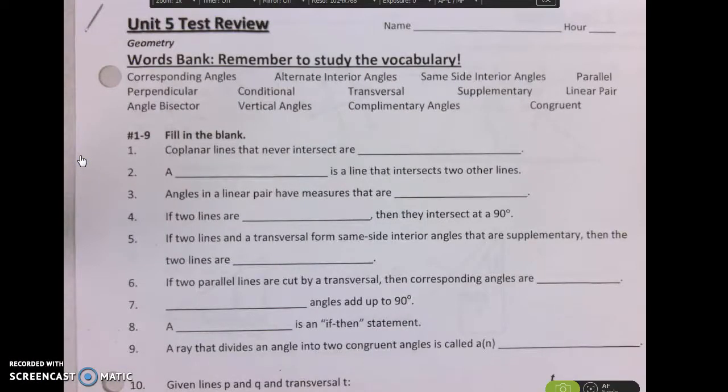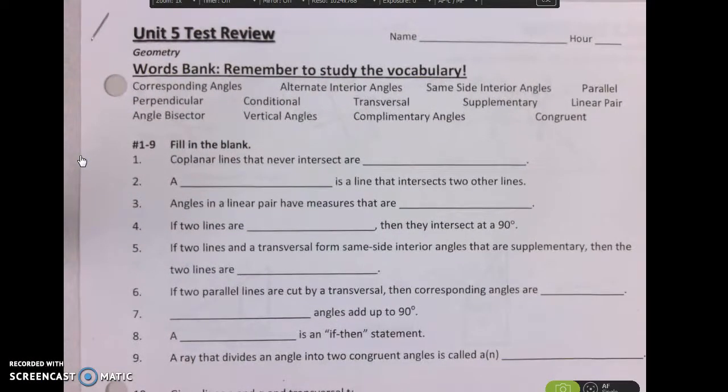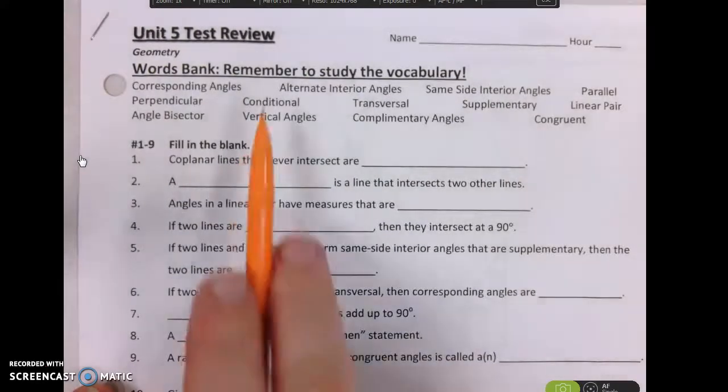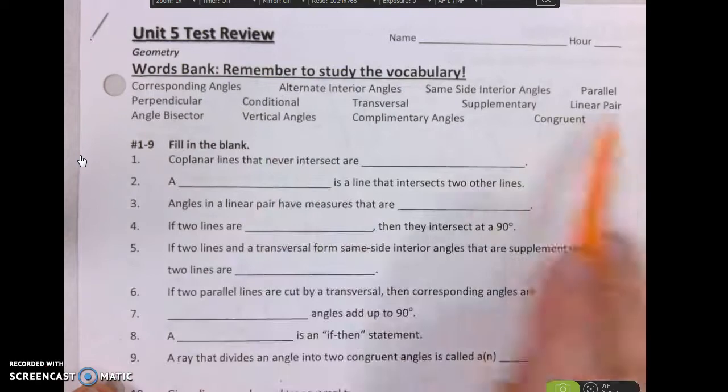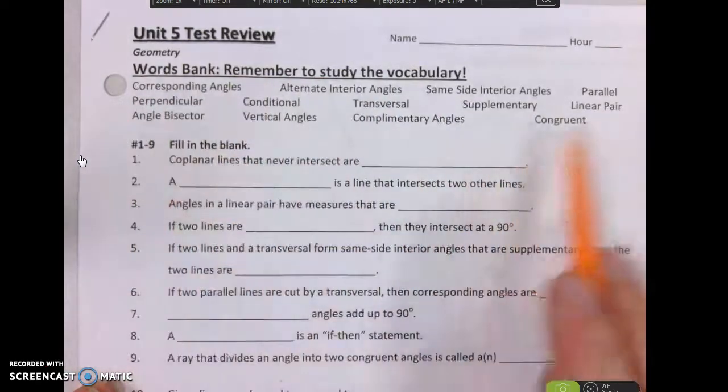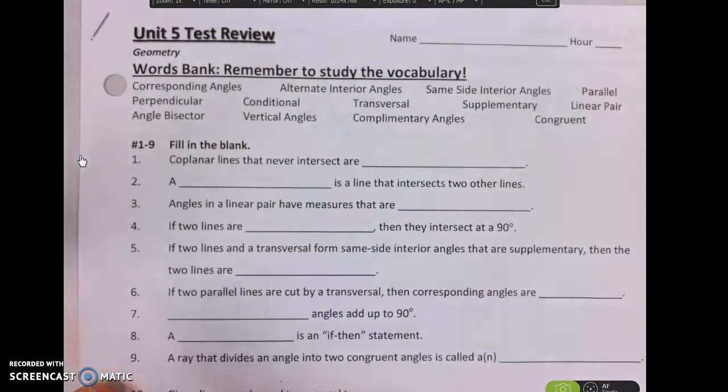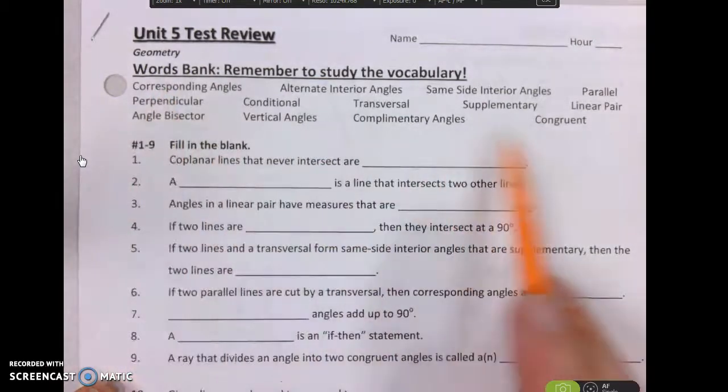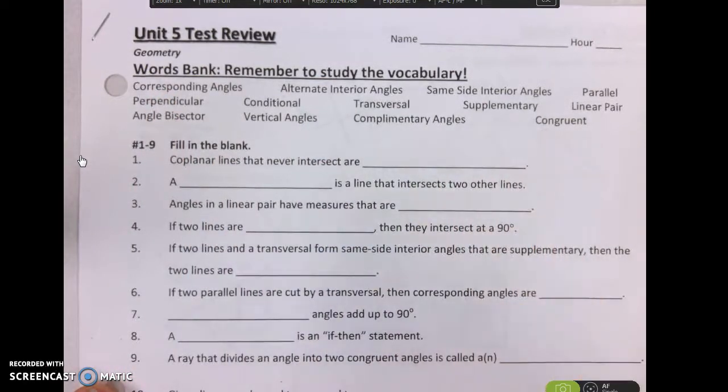Right, this is your Unit 5 test review. I'm going to go through just some of the problems to try to clarify things, help make sure you know what you're doing so you're ready to rock this test. Up here you'll find your word bank. I've included most of the words you will need to know. There are other review words that could turn up on the test, but this would cover most of what you need to know on your test.